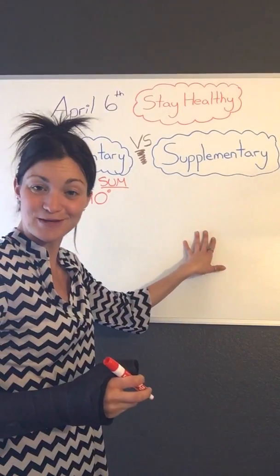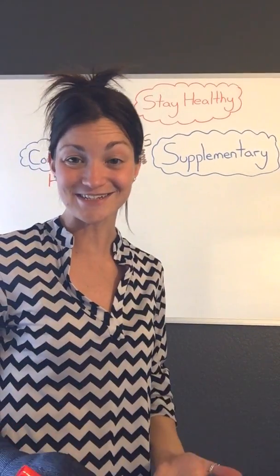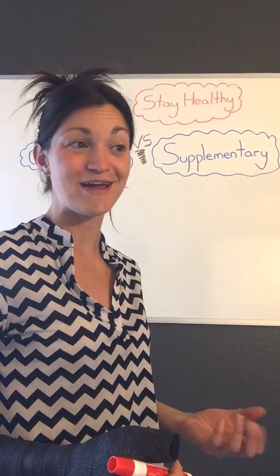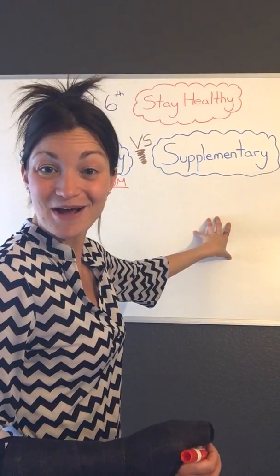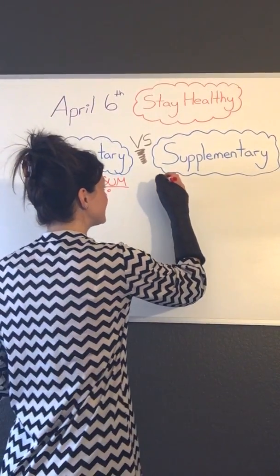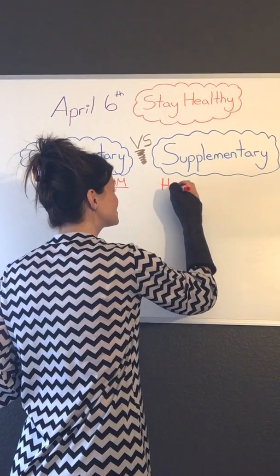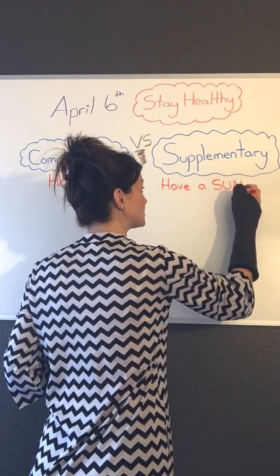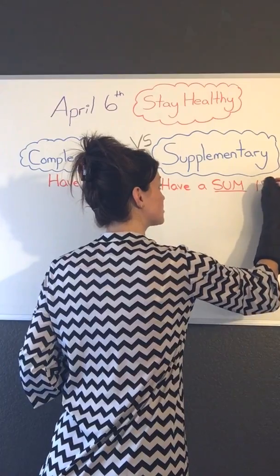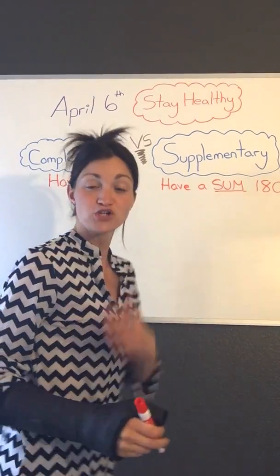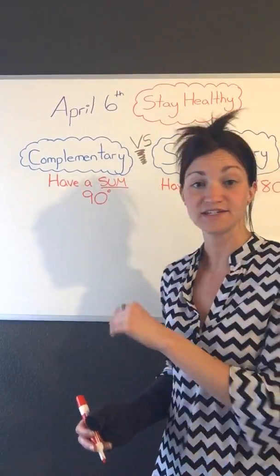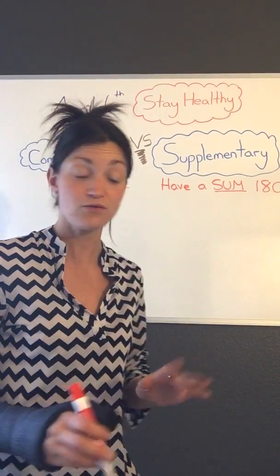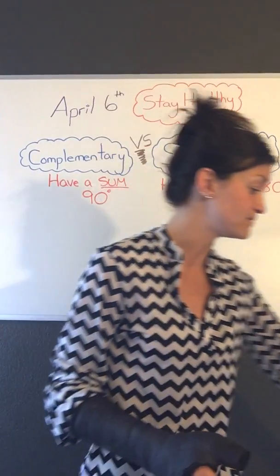And then supplementary angles, we're still going to use addition, and the angles are going to have a total, but this time their total is going to be 180 degrees. So let's write that down. Supplementary angles have a sum of 180 degrees. So, double-checking: complementary angles have a sum of 90 degrees, supplementary angles have a sum of 180 degrees. But either way, we're working with the sum, which is addition.